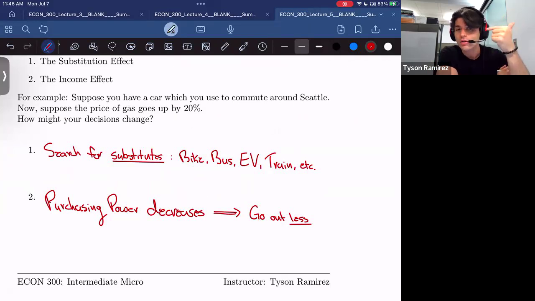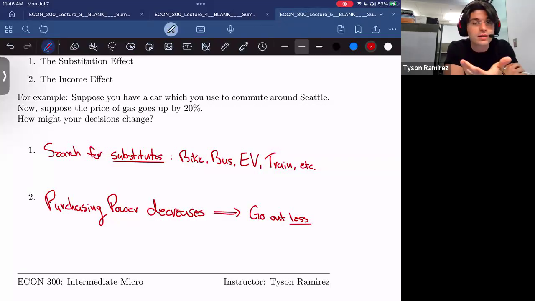All right. So part of what might change when the price of gas goes up is that maybe we'll seek alternatives. We will look for substitutes, different forms of transportation. And another thing is that, well, our same income does not go as far, or the dollar doesn't stretch as far as it once did. So we might just choose to go out less because it's more expensive to go out using our car.